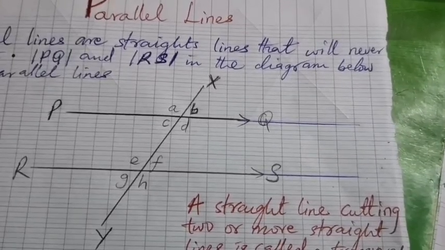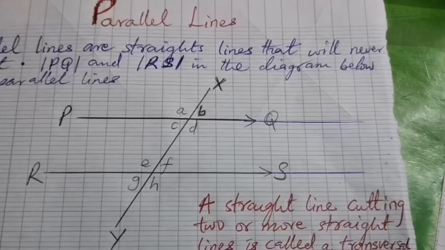Two straight lines that will never meet is referred to as what? Parallel lines. Okay.